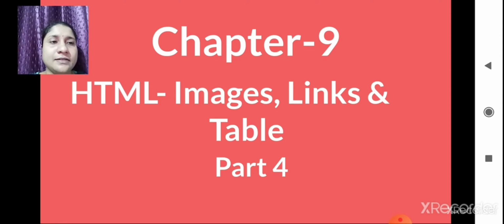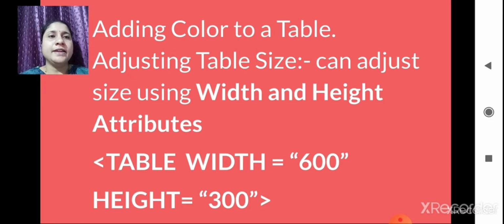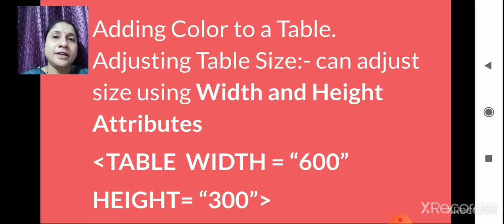So let's start. The first thing we are going to see is adding color to a table. We can add background color to a table to emphasize important information. We can add background color to a single cell, or we can give this background color to an entire row or to an entire table, according to what we need. By using the bgcolor attribute, we can add color to our table.